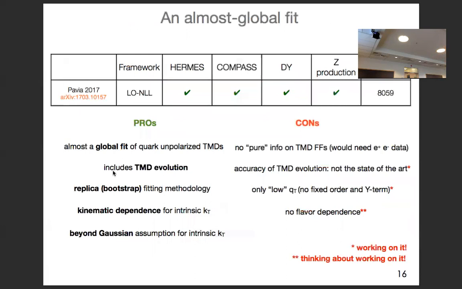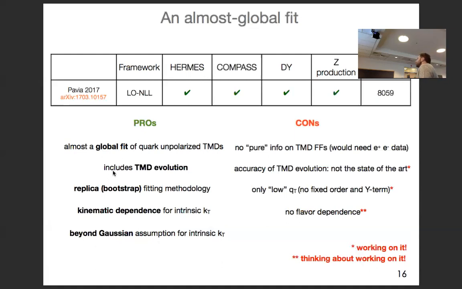So for our almost global fit, the pros are that it is an almost global fit, okay? It includes the evolution. I don't have the time to talk about replica fitting methodology, but we use replicas to perform this chi-square fit. We have a kinematic dependence for intrinsic kT, but we have no flavor dependence, and we are going beyond Gaussian assumption for intrinsic kT.